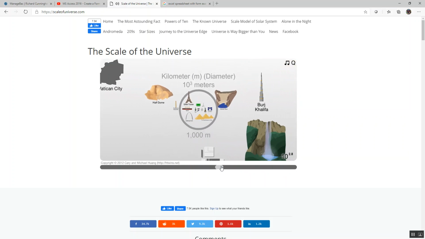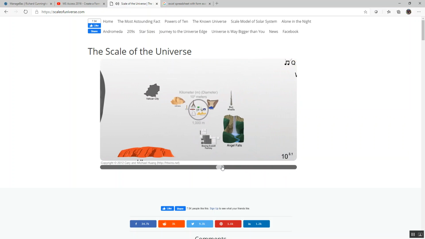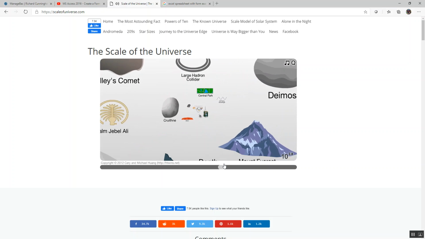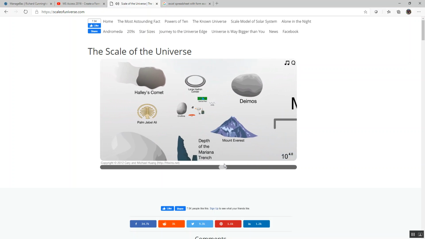so that's 1,000 meters. We've got Central Park there. We'll keep going out. 10 to the 4. Now, what's 10 to the power of 4? Equal to 10,000? Yep, absolutely. A 1 with 4 zeros. So that's 10,000 meters. So we've got Mount Everest and the depth of the Marianas Trench.